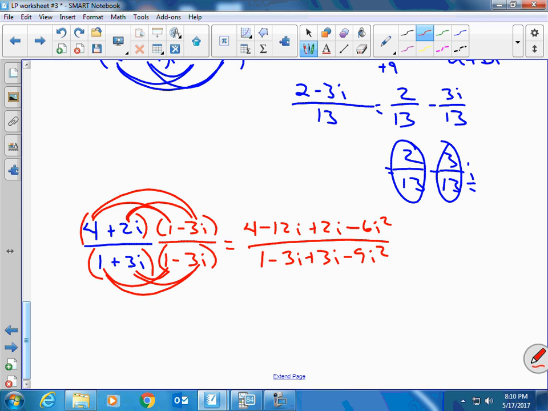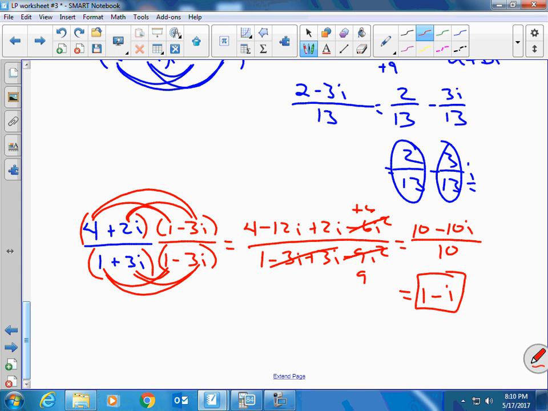On top, i squared is a negative 1, so that becomes 6, and I get 10. Negative 12 plus 2 is a negative 10i. On bottom, those go away. Negative 9 times a negative 1 is a positive 9. 9 plus 1 is 10. Oh, this is going to be nice. 10 divided by 10 is 1. Negative 10 divided by 10 is a negative 1. And I get a nice, neat complex number. That doesn't always happen. That was a nice one.